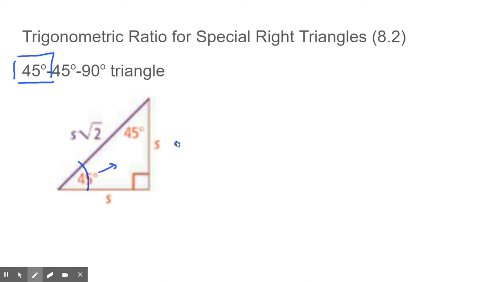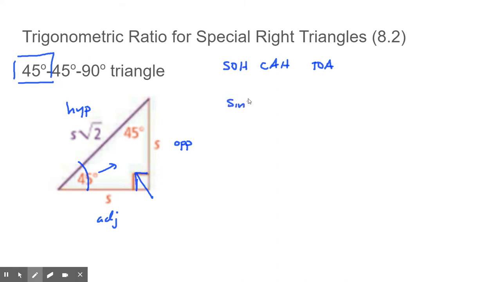So S is the opposite side. Here's my right angle. So then S square root of 2 is the hypotenuse. And then S is the adjacent. And again, you might be concerned that there's S's, but all three sides have an S, so they will simplify fine, okay? So again, don't forget about your SOHCAHTOA.